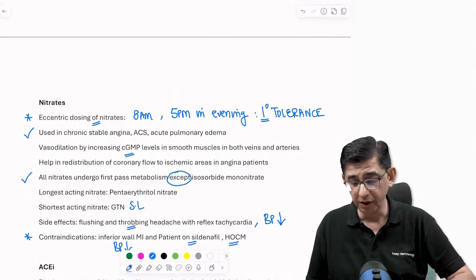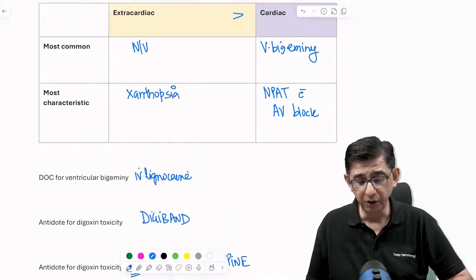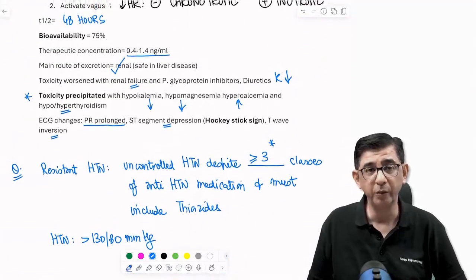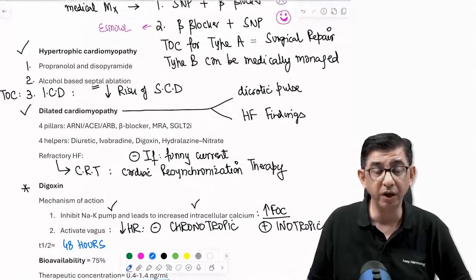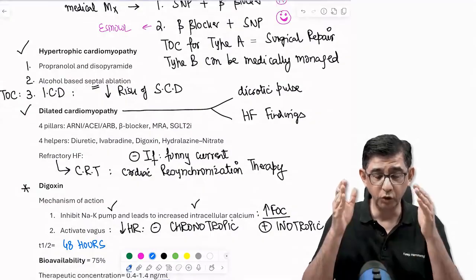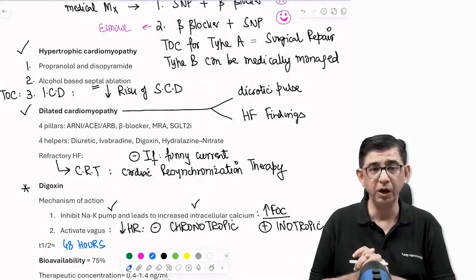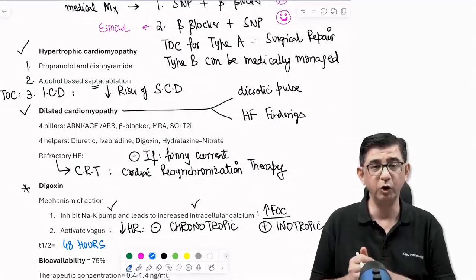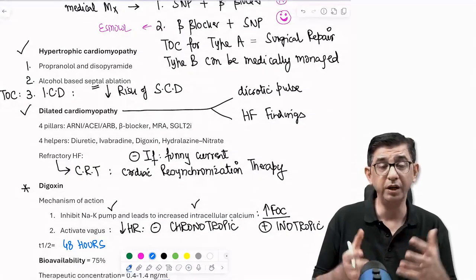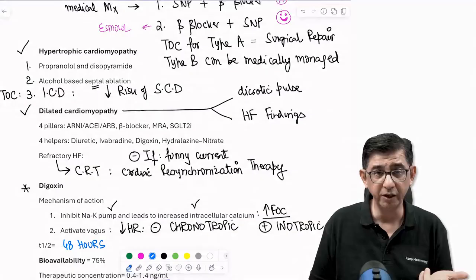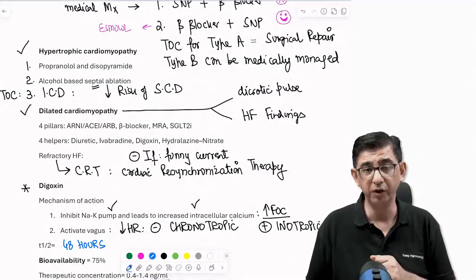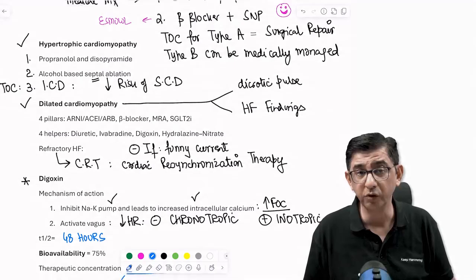Listen to me carefully, guys. What are the drugs that are used in hypertrophic cardiomyopathy? Disopyramide, propranolol. We use alcohol-based septal ablation, ICD, and the question will say which of the following is not used in hypertrophic cardiomyopathy. It is nitrates, because in hypertrophic cardiomyopathy already less blood is coming into the left ventricle due to septal hypertrophy. If I give nitrates, it will decrease the blood supply to the left side. It will worsen the angina episodes in this patient.